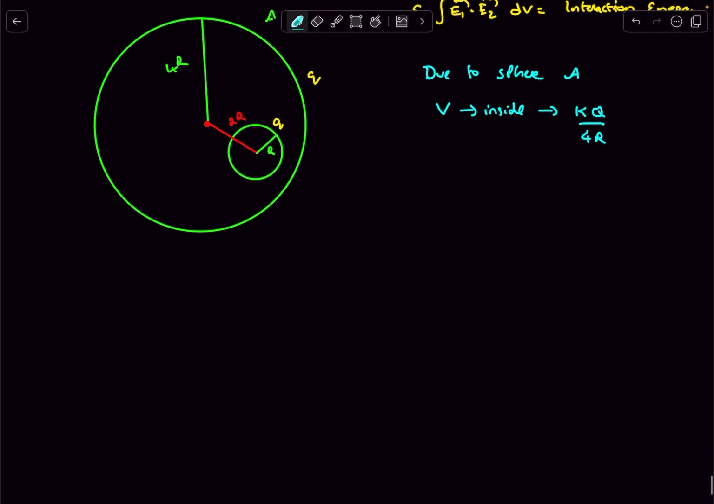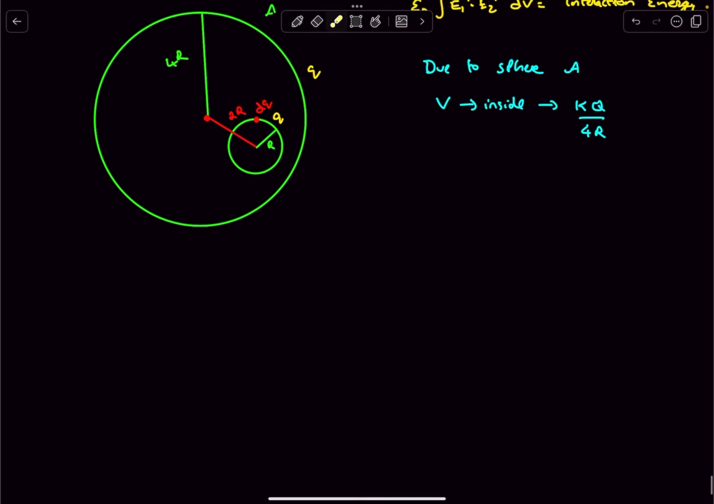And now let's say if you take a small dq charge somewhere on the surface of sphere B. So the interaction energy of this dq charge with the outer sphere, let's call it dU, it is equal to the potential at the location of dq multiplied by the charge dq. Okay, so this is the interaction energy of the small charge dq with the entire sphere A. So if you integrate it for all such charges dq lying on the surface of sphere B, then you'll get the total interaction energy. And V is a constant here, so you can take it out of the integral, and integral of dq will give you the charge of sphere B, which is just Q. So V is nothing but kQ by 4r, so this just becomes kQ square divided by 4r.